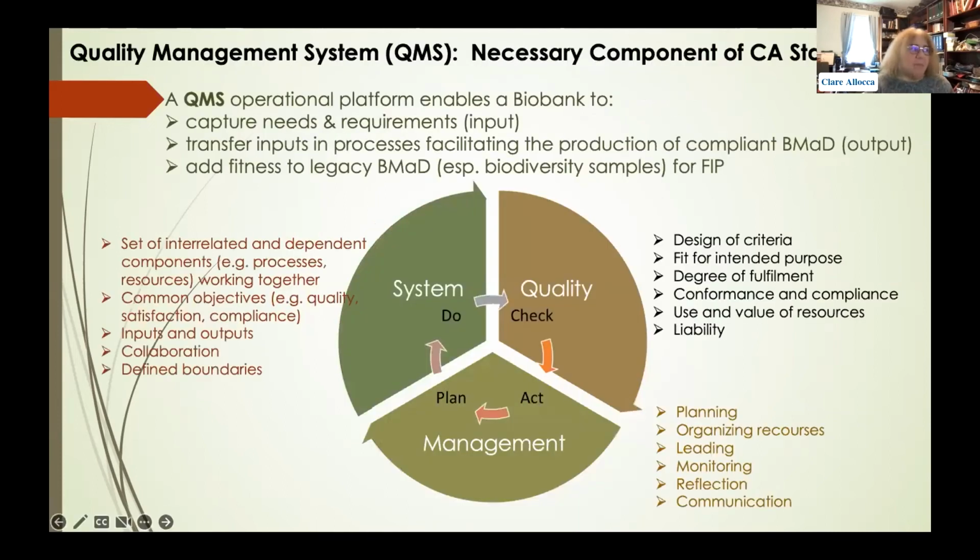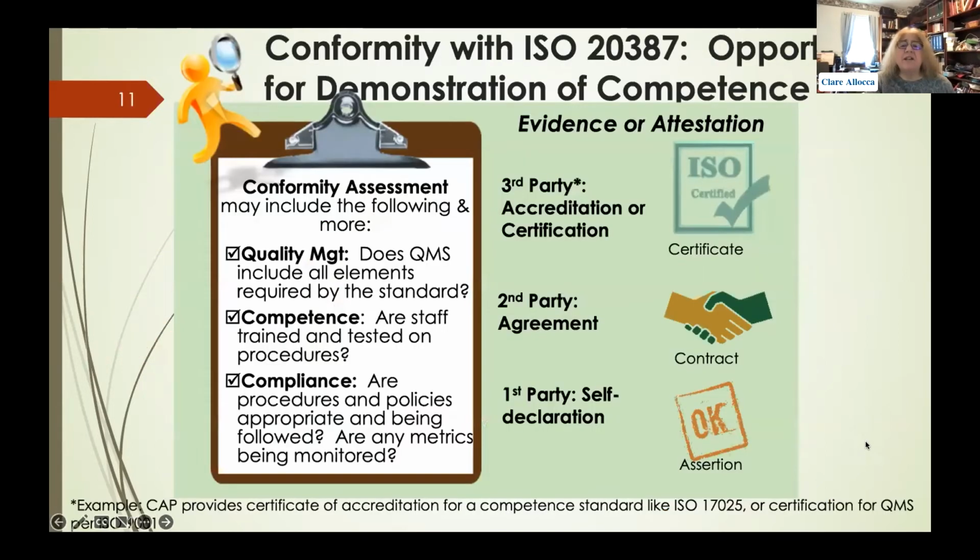So this is just some general information about what a quality management system is. And again, for time's sake, I am not going to really go through this. But basically, we're looking at needs and requirements, and you're going to basically transfer that into different processes. And again, in this case, it's about facilitating the production of compliant biological material and associated data as your output, and understanding exactly how that gets done and keeping records of that.